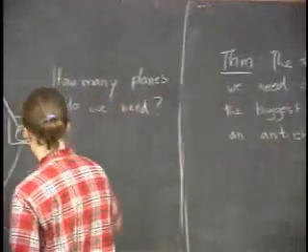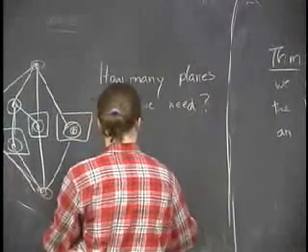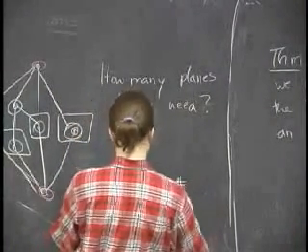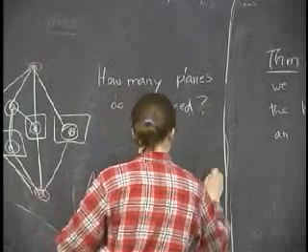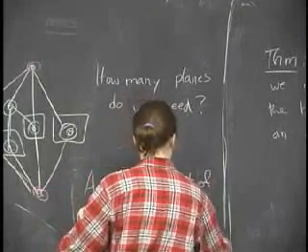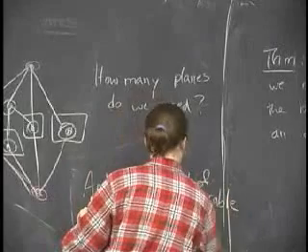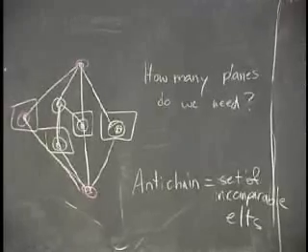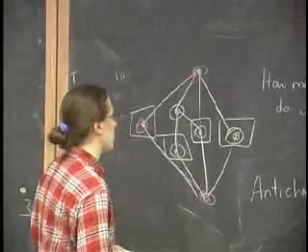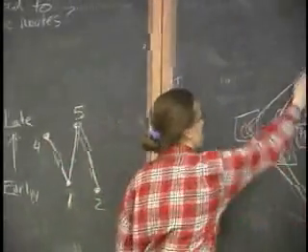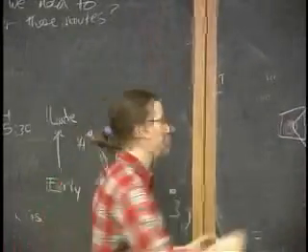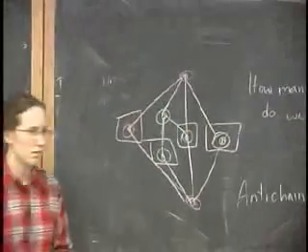So an anti-chain is a set of incomparable elements. It turns out, the other theorem that we need here is that the size of a maximal anti-chain is also the number of chains that we need to cover our graph. A chain is something that just goes straight up. And so here we have 1 chain, 2 chains, 3 chains, 4 chains.